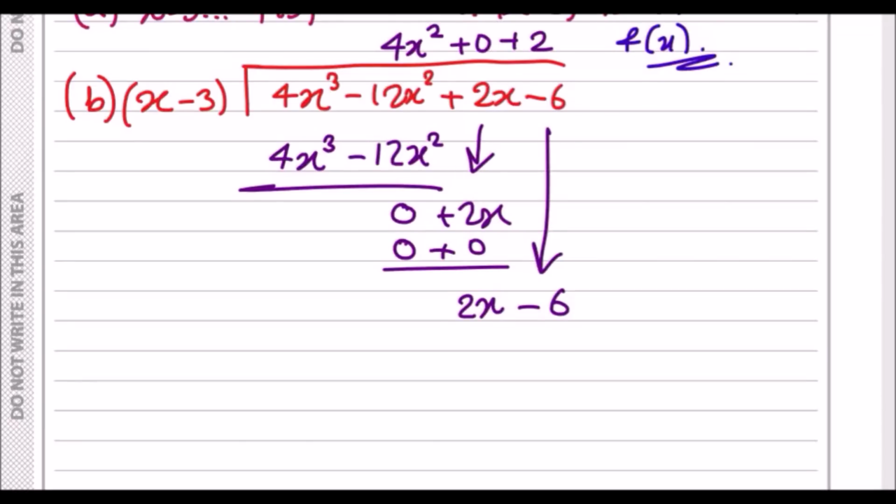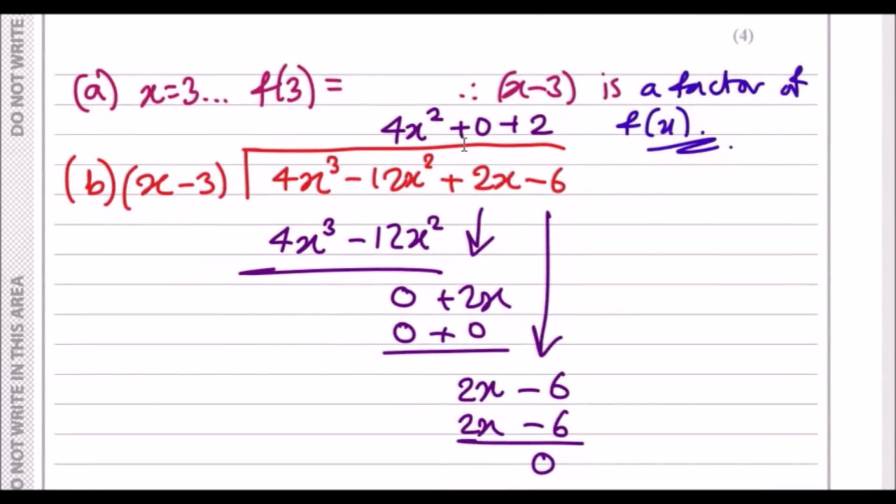Times in this, you get 2 times x minus 3, which is 2x minus 6. And yes, subtracting this, you get no remainder. So even though this looks weird, this is actually correct. Now what do we have so far? We got 4x squared plus 2 as our final quotient. This is our solved solution.